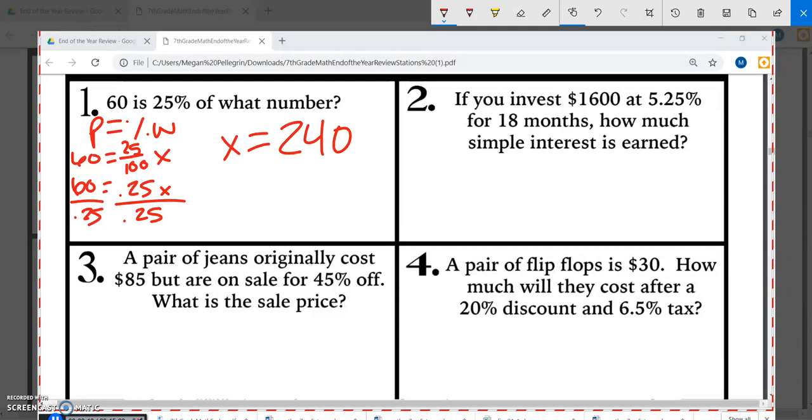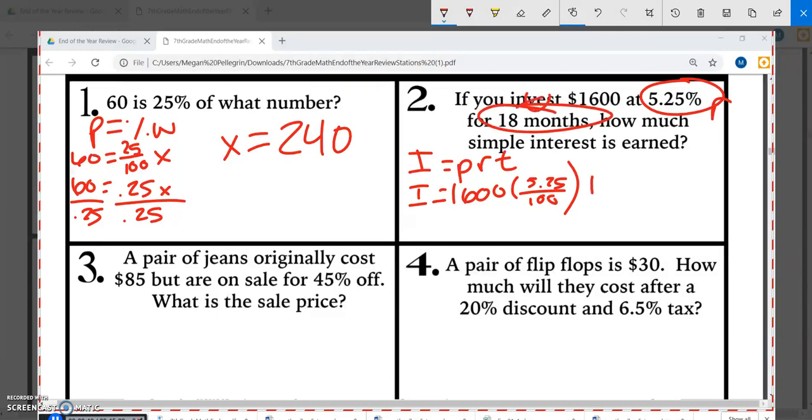Okay, number 2, if you invest $1,600 at 5.25% for 18 months, how much simple interest is earned? So I, your interest, is equal to P, your principal, times R, your rate, times T, your time. So I is equal to the principal, the 1,600. That's how much you're investing. That's what you're putting into the bank. Times 5.25%. So 5.25 out of 100 is your rate. And then the time is the 18 months.